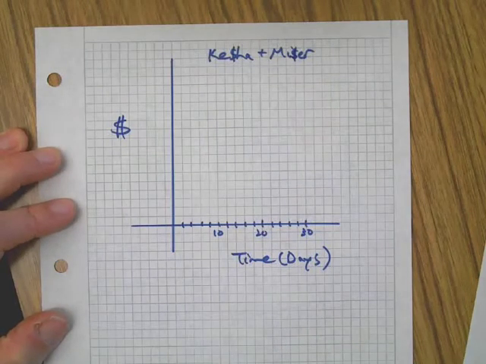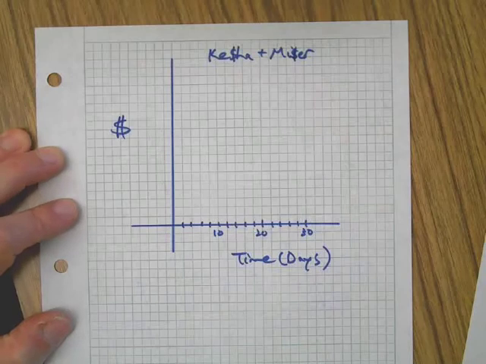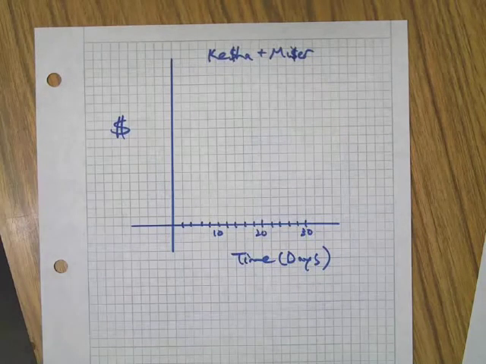Money. She's got 76, but it goes down from there. So I want to have $100 on my money line.